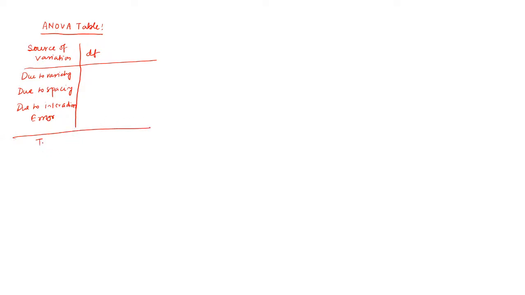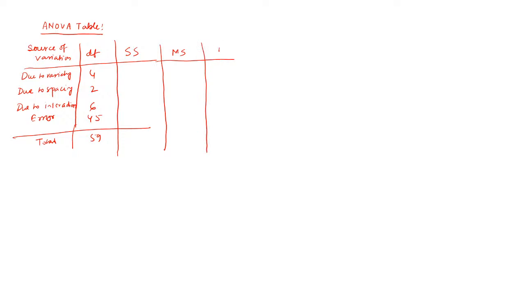Next page. So please write the degrees of freedom: it is 4, 2, 8, 45, and the total is 59. Please write the value of SS here, MS, and then F. According to my computation it is 10.469. Please check, this is homework. Then 2.099, and 4.206, which corresponds to the interaction.